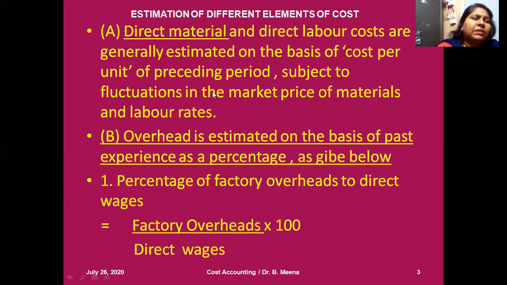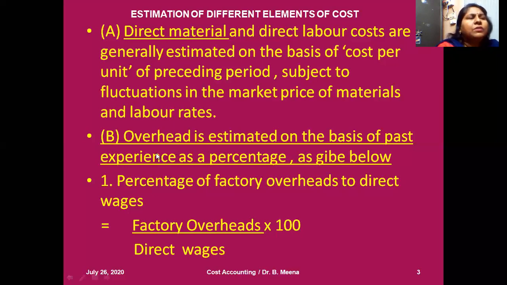When you're talking about the first element, direct material as well as direct labor costs are generally estimated on the basis of cost per unit of a preceding period, subject to the fluctuations in the market price of materials and labor rates. This is all about the direct material and direct labor, which are usually given in the problem when we prepare the cost sheet for tender or quotation. Next, we will move on to the discussion of how the overheads will be calculated, either the factory or the office or the selling and distribution.